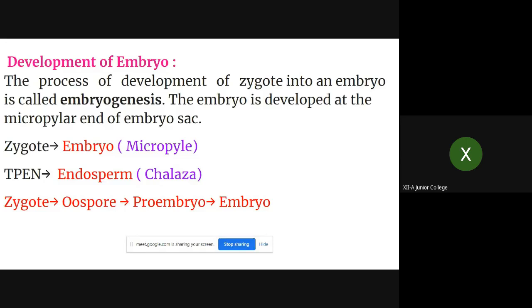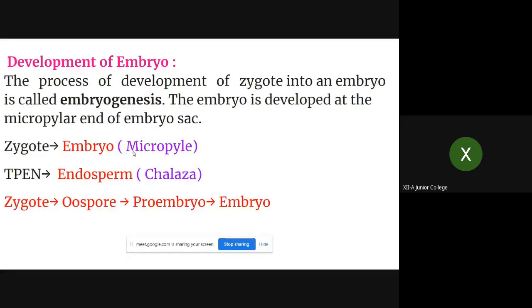Whereas the result of the second fertilization, that is the formation of endosperm, is towards the chalazal end. Remember these points because our next explanation is related to these two ends, the micropylar end and the chalazal end.